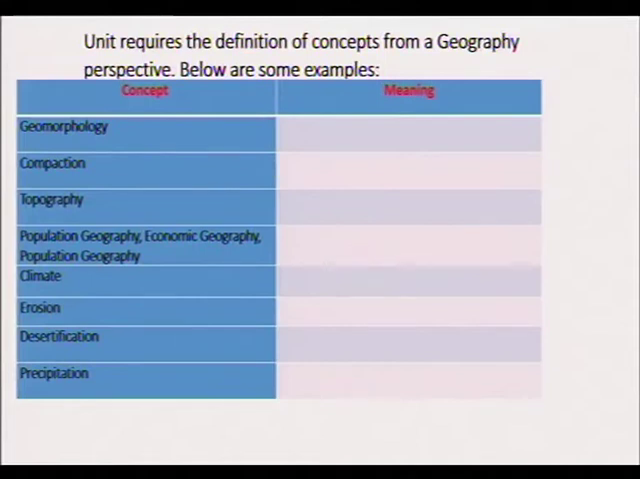The concept of geomorphology, compaction, topography, population geography, economic geography, and population geography. You should be able to distinguish between what the term population geography means, what the term economic geography means, and what the term population geography means.